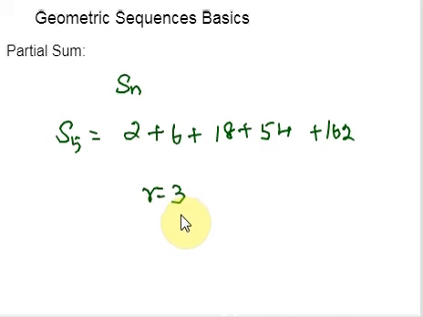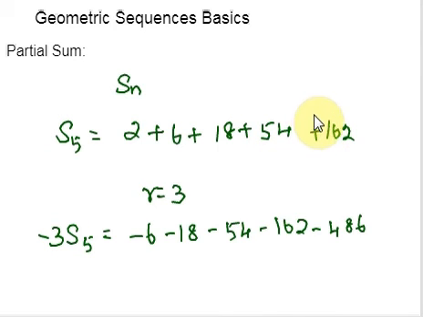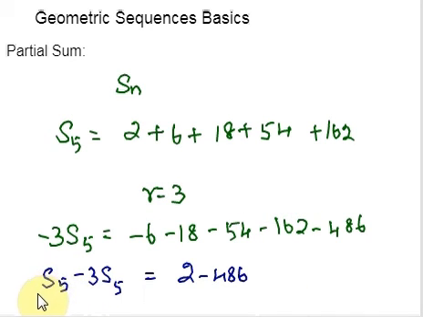If r is equal to 3, what would be negative r? Yes, negative 3. Multiply both sides of this equation by negative r, which is nothing but negative 3. If I multiply this equation throughout by negative 3, I'll get negative 6, negative 18, negative 54, negative 162, negative 486. Now, just add these two equations together and notice that when you do that, all but the first and last terms cancel out. We need the value for S5. So you can factor S(n) out of the left hand side and factor 2 out of the right hand side of the equation.